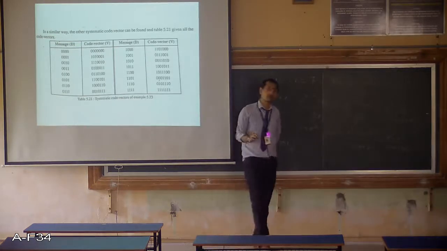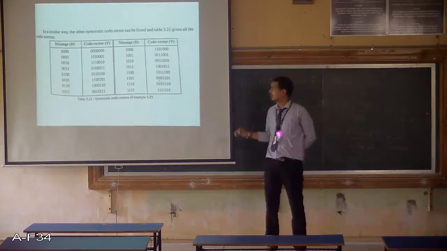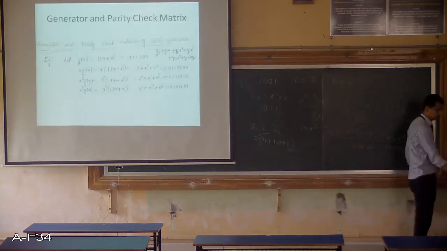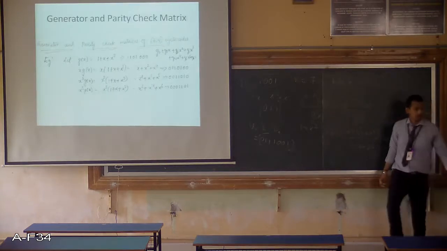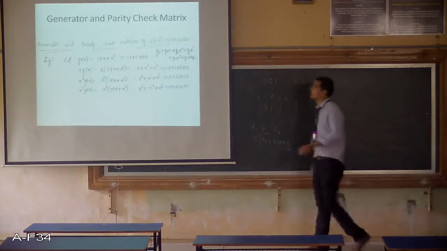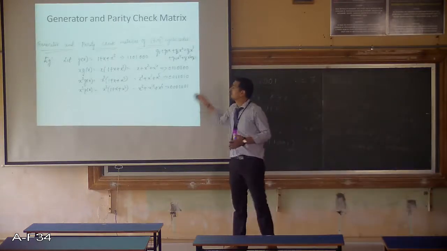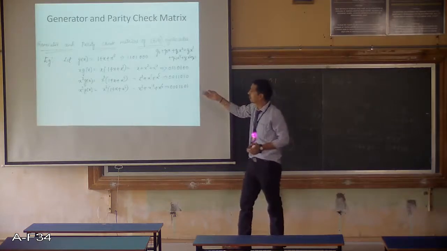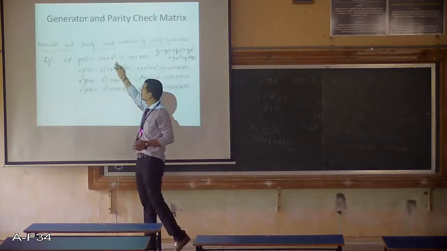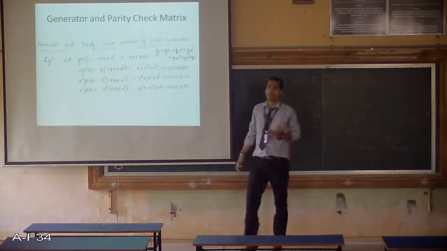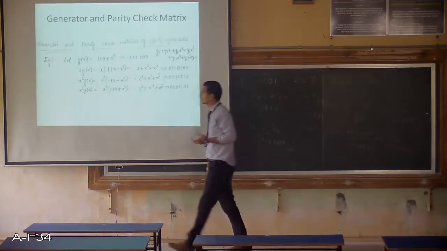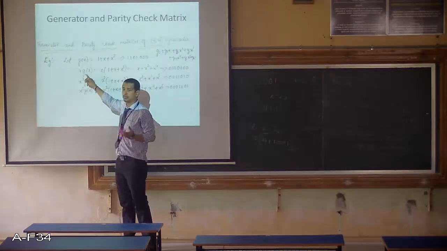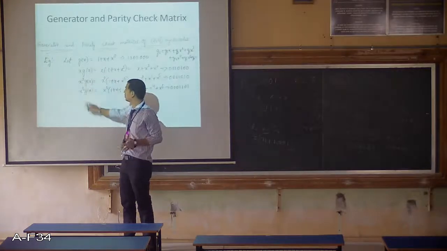This is with respect to the systematic and non-systematic cyclic codes. Now, generator and parity check matrix. What is this generator and parity check matrix? We have come across the generator polynomial, that is g of x is equal to 1 plus x plus x cube. In order to generate a polynomial generator matrix, what we have to do is multiply by x. For the first row, we have to multiply with x. For the second row, x square. For the third row, x cube.